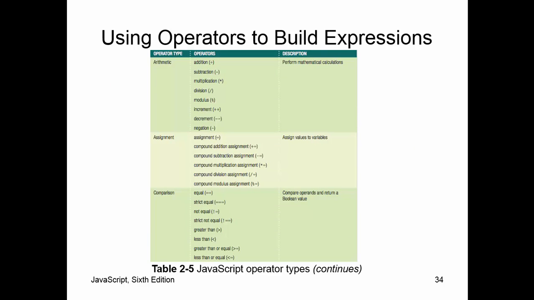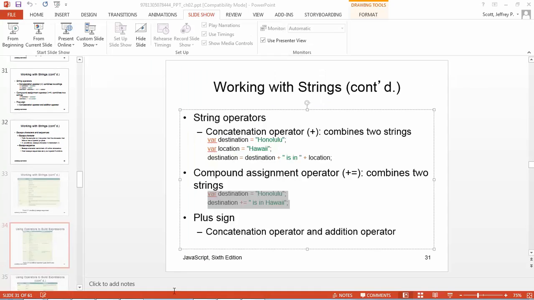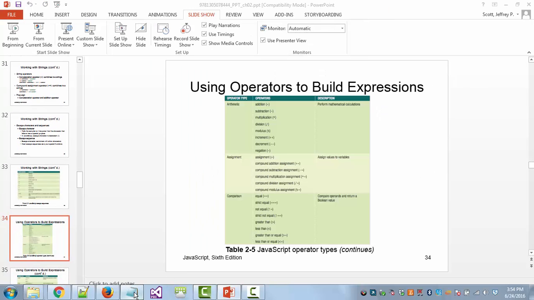So here are the arithmetic operators right here. Plus for addition, minus for subtraction, times for multiplication, slash for division, modulus that we'll talk about in just a minute, plus plus and minus minus, and negation makes something negative. These I've already gone over with you, and the comparison operators we'll look at in just a second. Well, let's talk about that modulo.